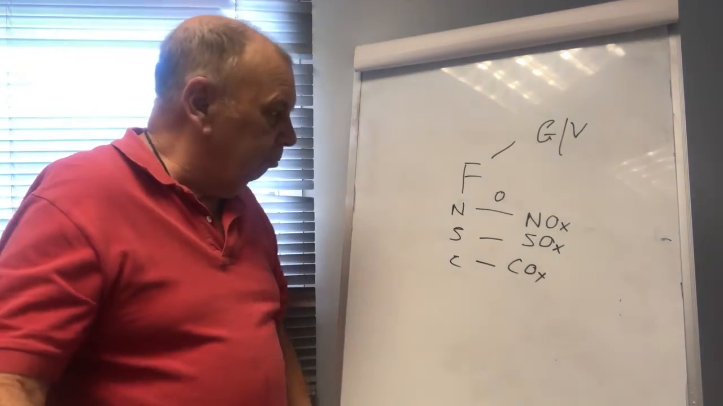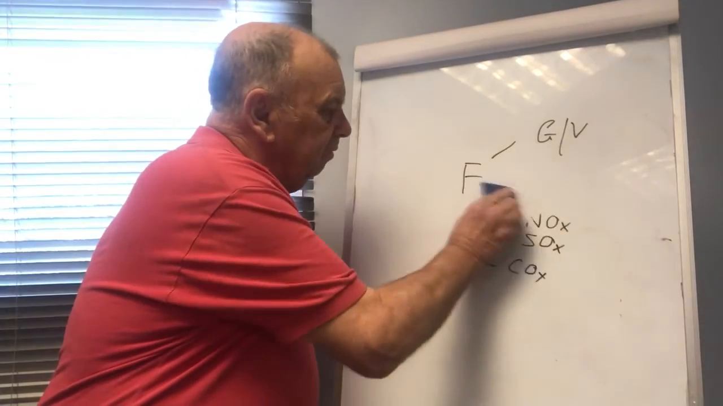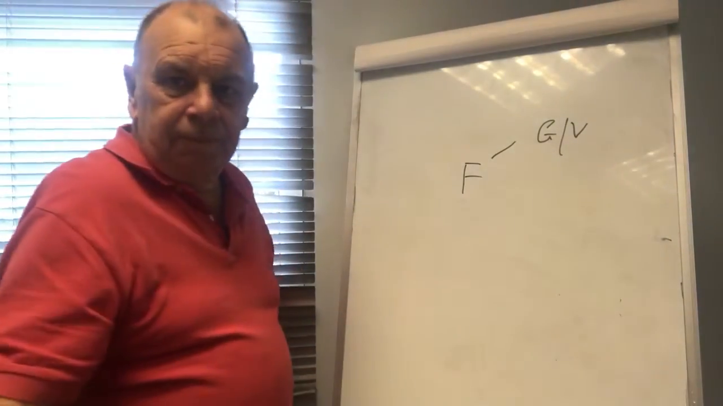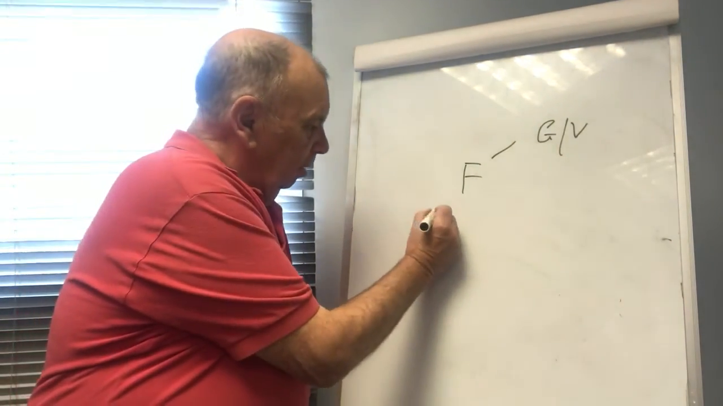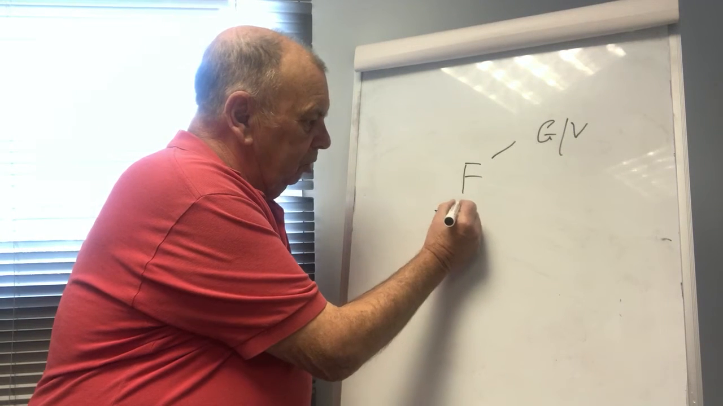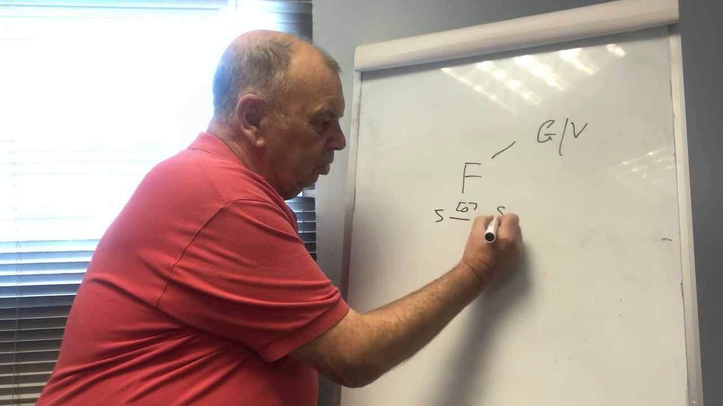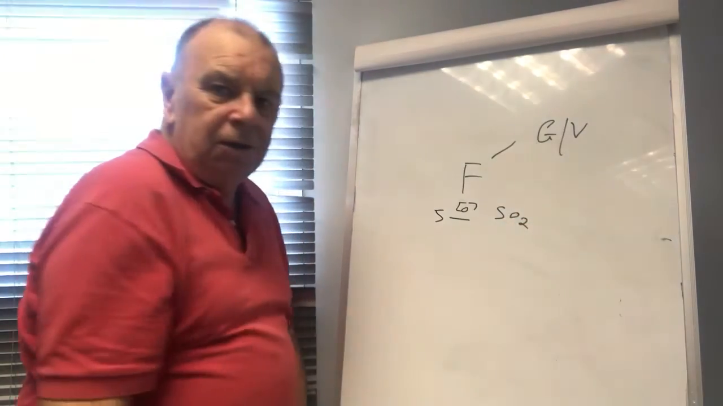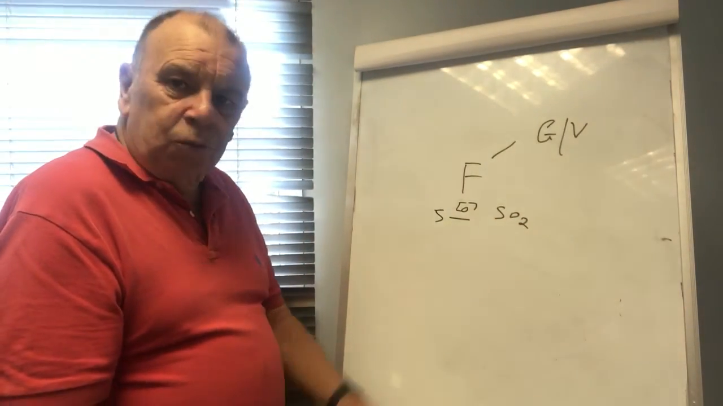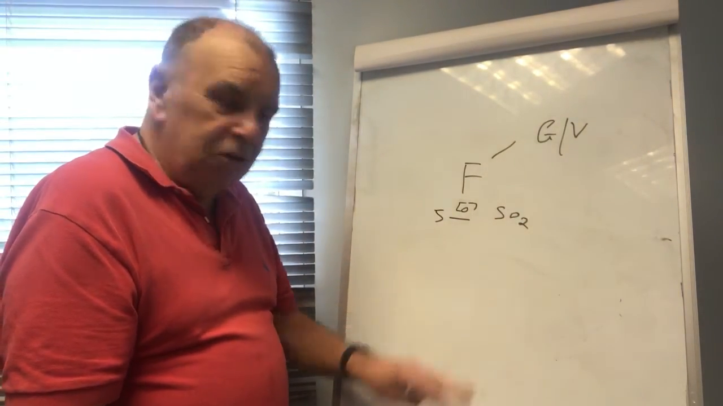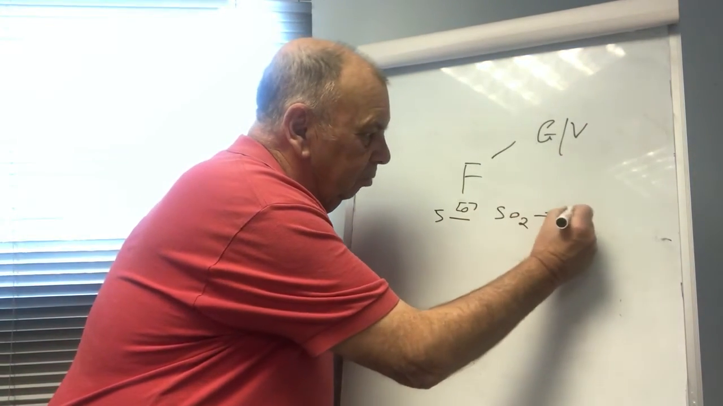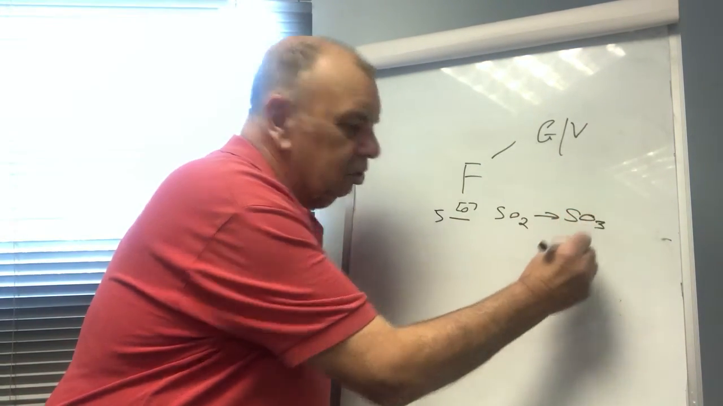For example, sulfur combines with oxygen to form sulfur dioxide, SO2, which will react with more oxygen to form sulfur trioxide, SO3.